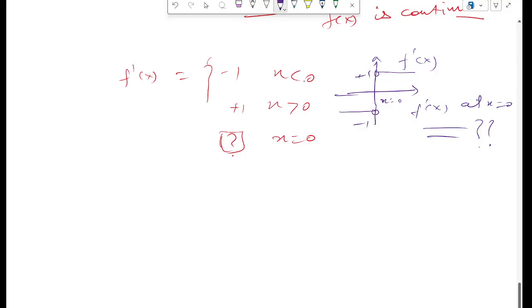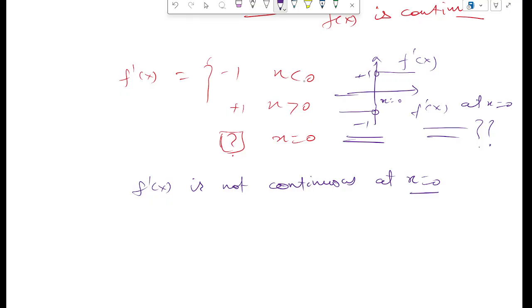So we can say that f dash x is not continuous at x equal to 0. By the graph and intuition, we can say that f dash x is not continuous at x equal to 0, right? By this graph you can see that. So we do not know what will be the value of f dash x at x equal to 0.